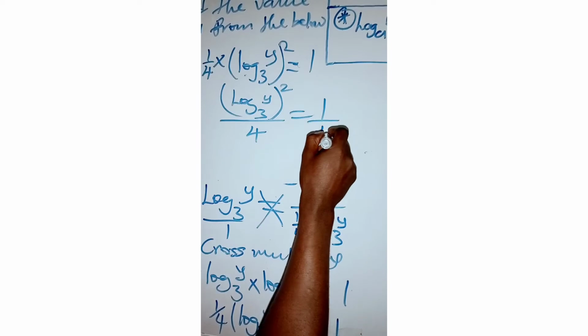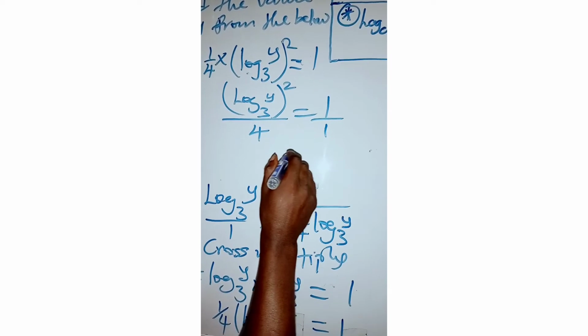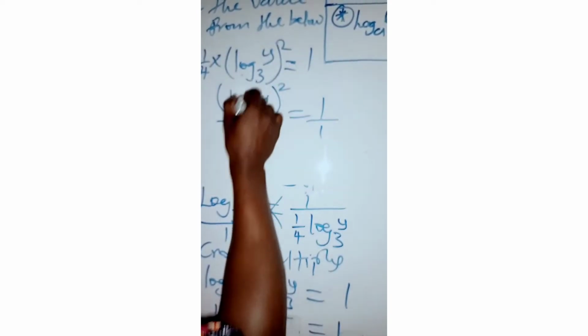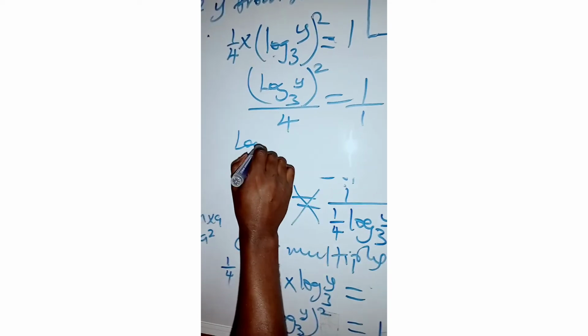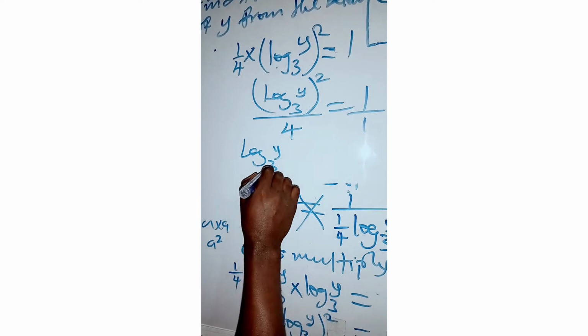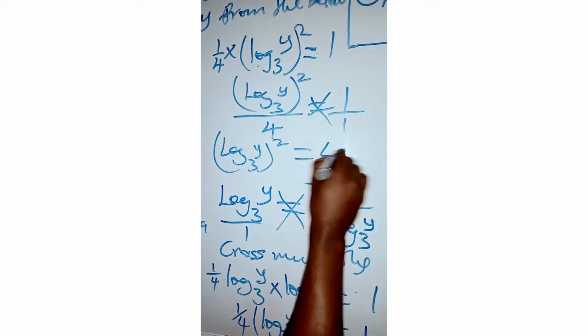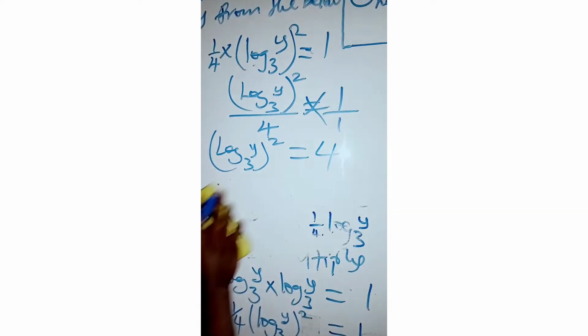At this point we cross multiply, then we are going to have this times this and this times this. 1 times this is going to give us (log y base 3) raised to power 2 is equal to this times this, which is going to give us 4.